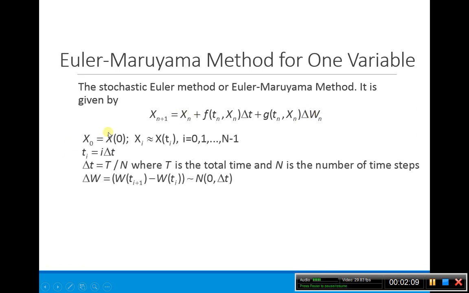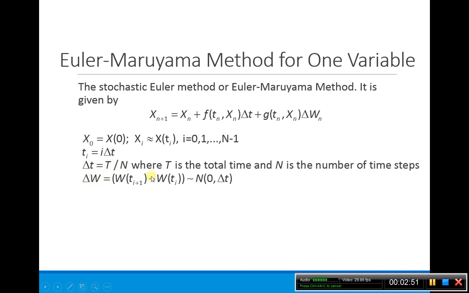Here, just to give you a little bit of terminology, we assume x0 is x at the initial value, and the xi's we're approximating, hoping that they'll approximate x of ti, where i goes through all of our time steps. So our ti is simply given by i times delta t, where delta t is the total time divided by the number of time steps. If you remember back to assignment 1, the number of time steps was a very important thing to consider. You have to make sure you have enough time steps, or your delta t is small enough, in order to get an accurate solution.